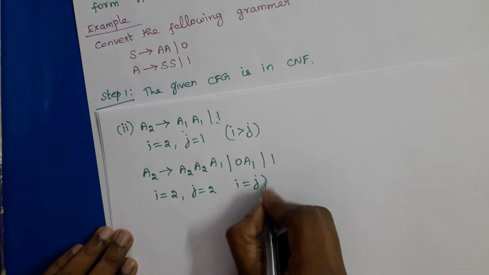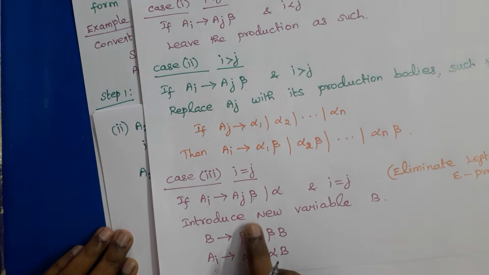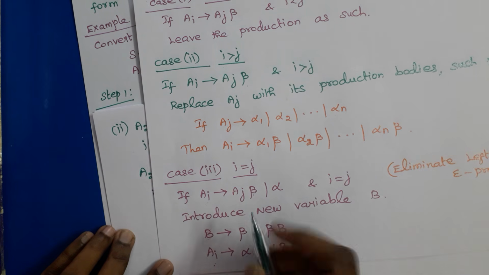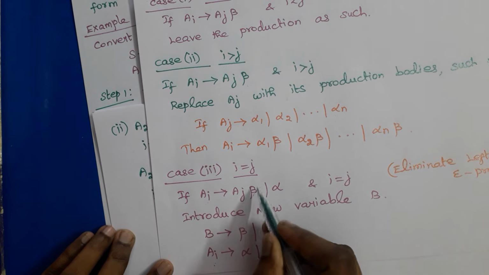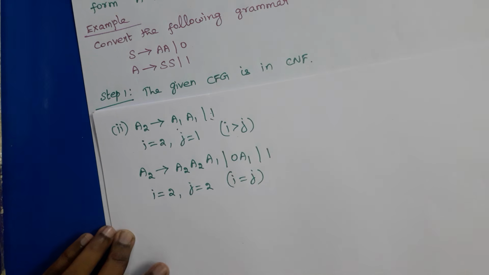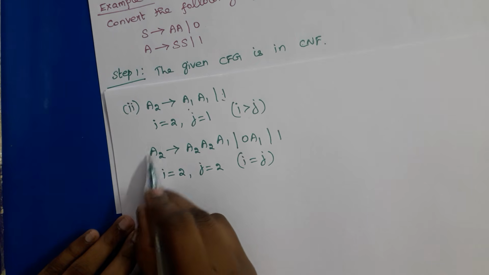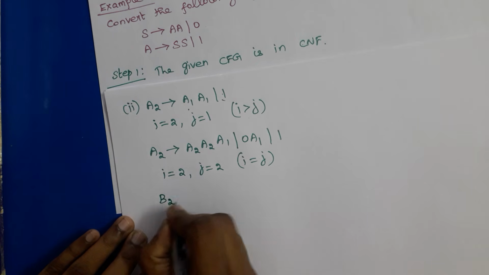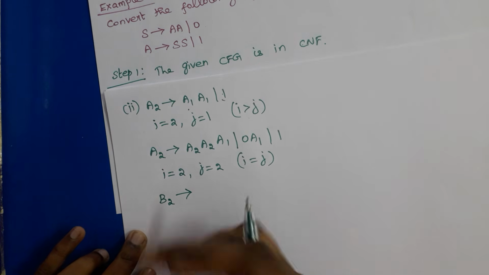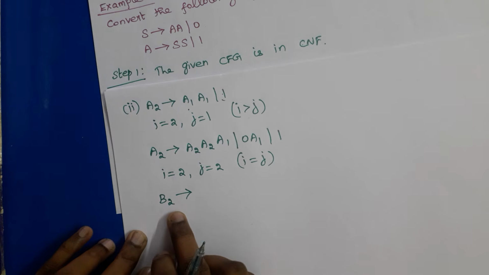So I equals j. I equals j case means we need to eliminate the left recursion, right? So we have to introduce a new variable and write the symbols from the left recursive productions except the first symbol, then rewrite the same symbol with b at the end. So here we are going to introduce a new variable for A2, right? So I am going to just write B2 because sometimes we may get B2, B1 like that. Many variables we need to introduce. So just I am going to write B2 for that.